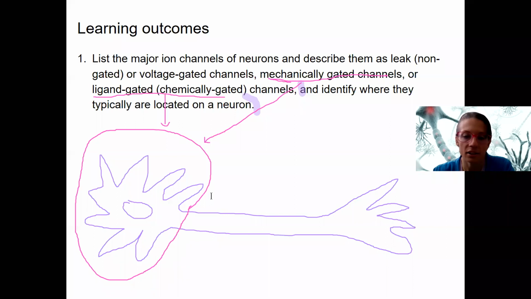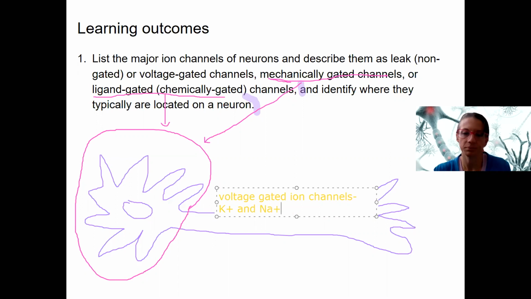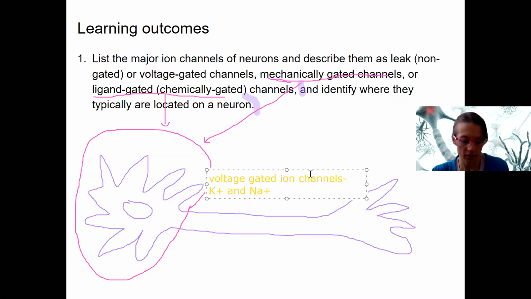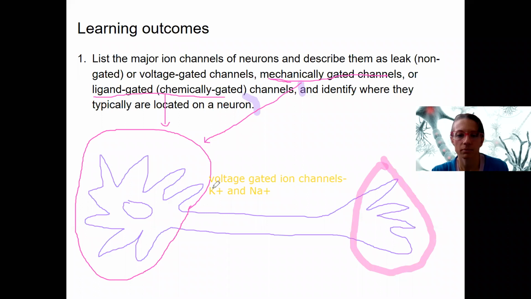Now, along the axon itself, there's going to be voltage gated ion channels. And I'll be more specific here. This is going to be K plus and Na plus. That's all along the axon. Lastly, we've got the axon terminals. Here there are voltage gated calcium channels, Ca 2 plus, I'm putting in. So we'll come back to these locations of these different ion channels when we talk about the action potential real soon.